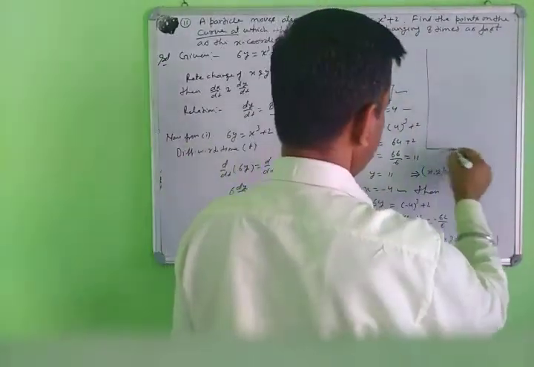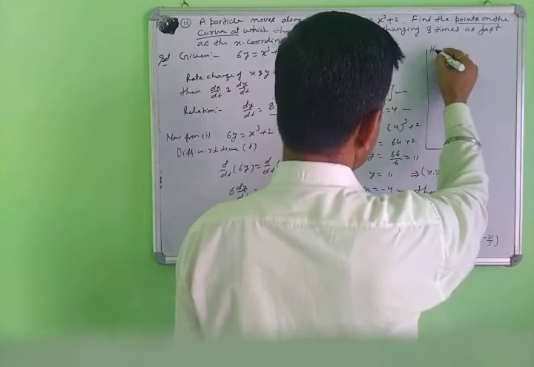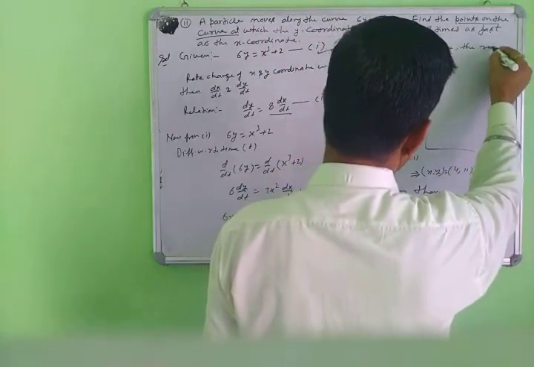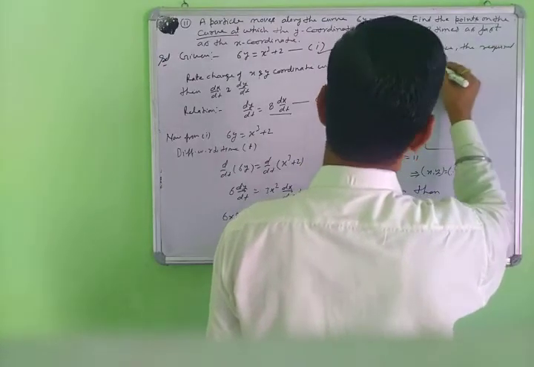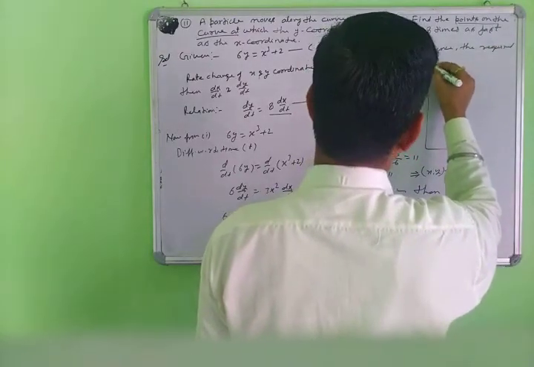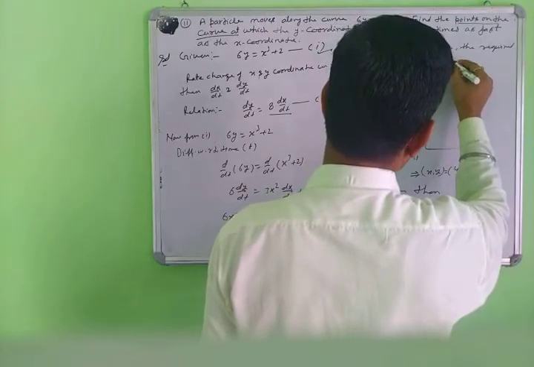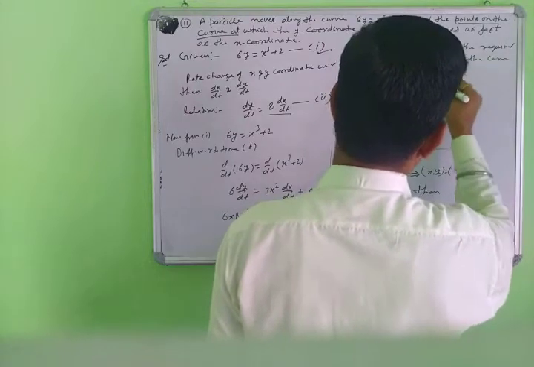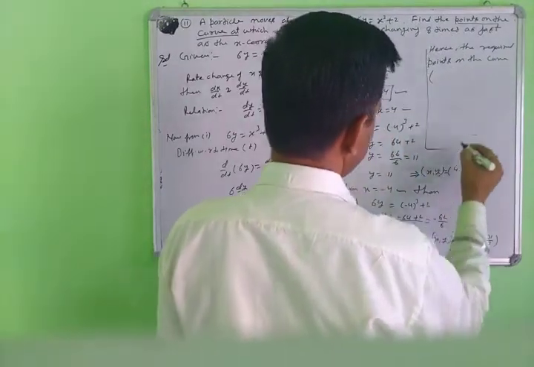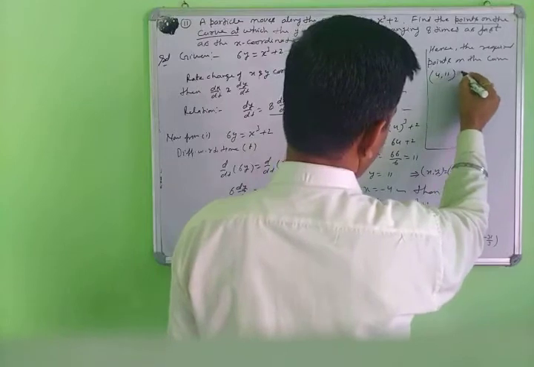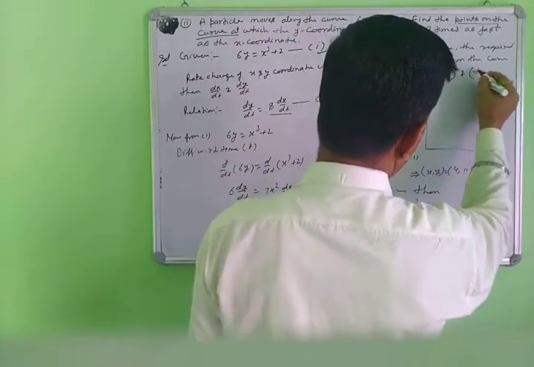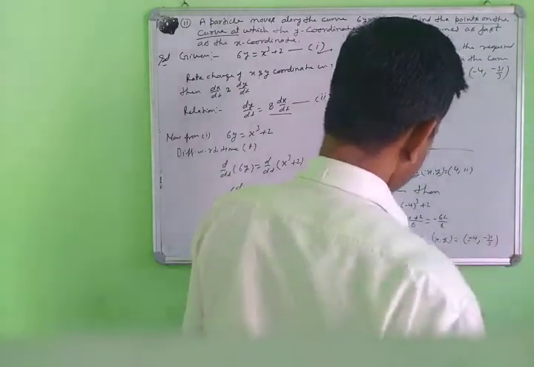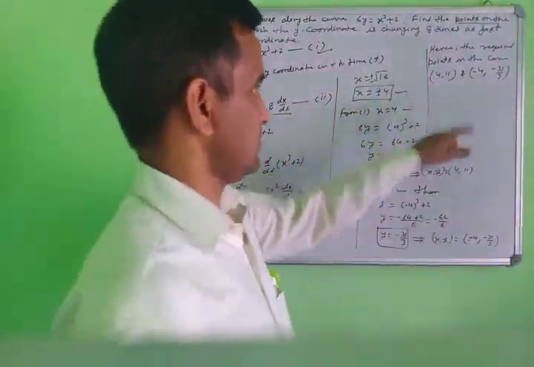Hence, the required points on the curve are (4, 11) and (-4, -31/3). This is your answer.